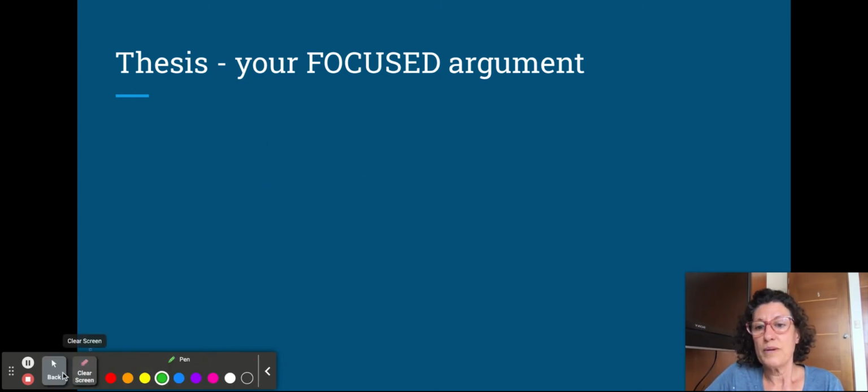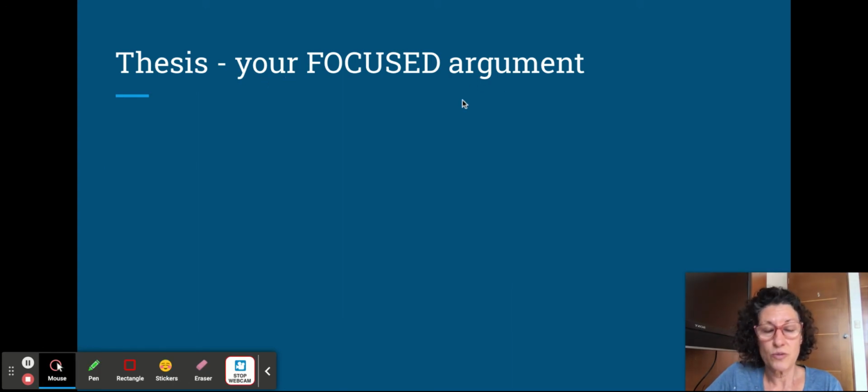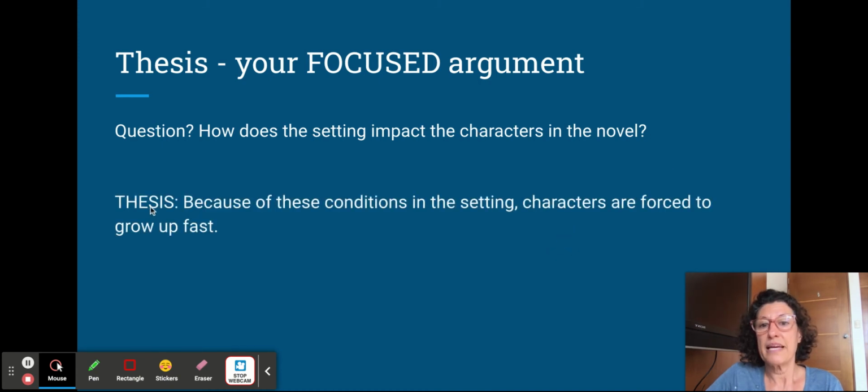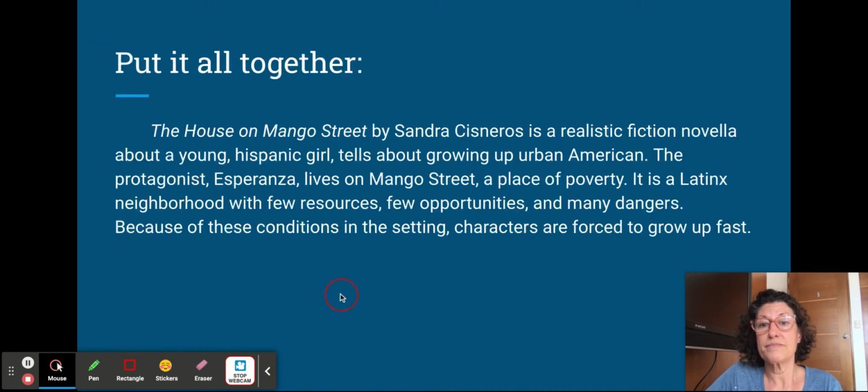Now, as you've been practicing, the thesis is your focused argument, your interpretation of what the text is about. Again, the question I've been working with is, how does the setting impact the characters in the novel? And my thesis is, because of these conditions in the setting, characters are forced to grow up fast. So now let's put it all together.